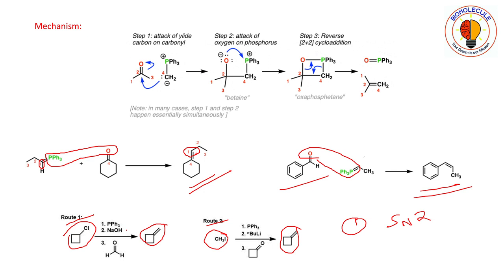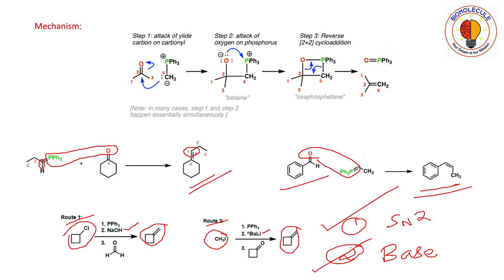Next we see that here we are using a relatively, it is not weak and not strong either, just above average base, that is sodium hydroxide. It is not that strong, but it is above average. Whereas this butyl lithium is a very strong base. So number 2, we see the nature of base over here. So first of all SN2 reaction and second the nature of base.